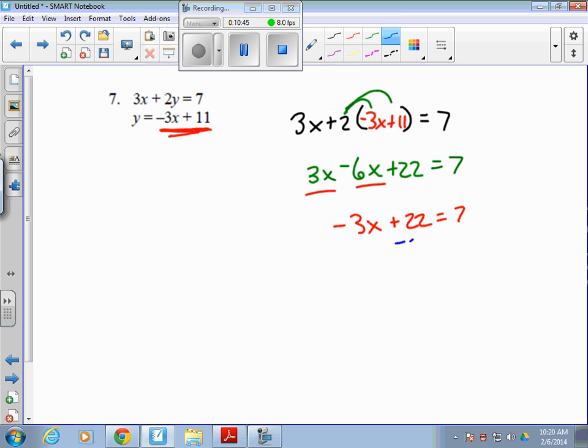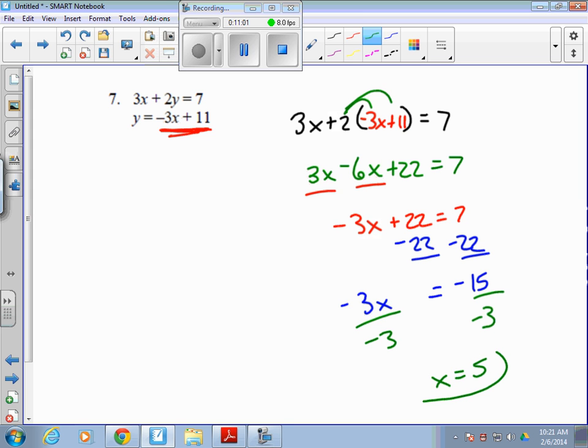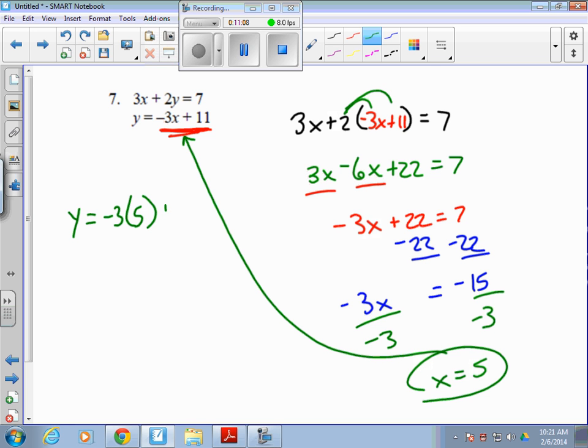Get rid of plus 22 by subtracting it. 7 minus 22 is going to be negative 15. You still have negative 3x on that side. Get rid of negative 3 times something by dividing by negative 3. Do it here. Negative divided by negative is a positive 5. Bring that back in and plug it into your other equation. Y equals negative 3 times 5 plus 11. Gives you negative 15 plus 11. Y equals negative 4. X comma y, 5, negative 4.